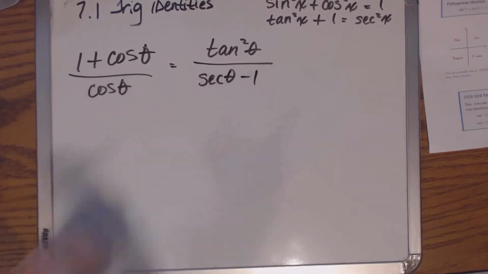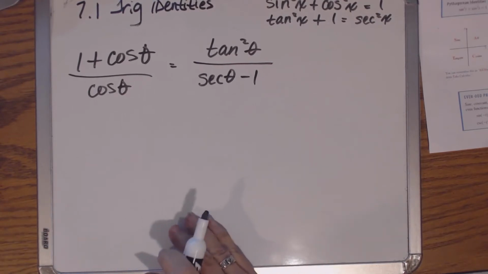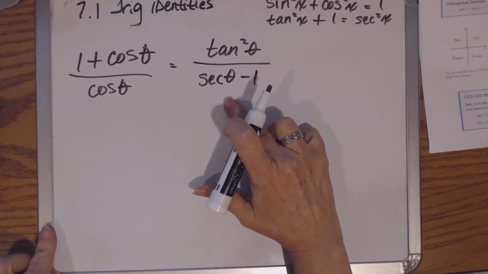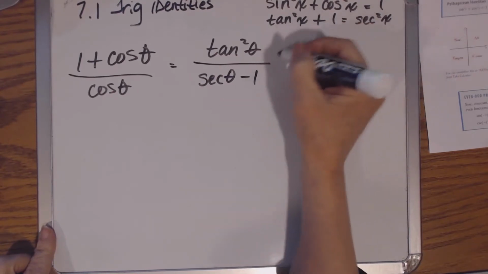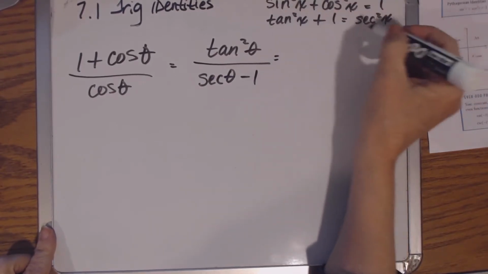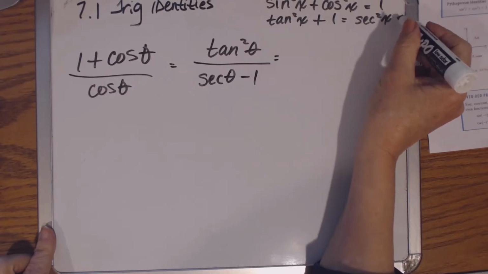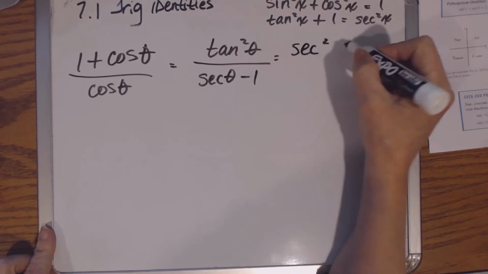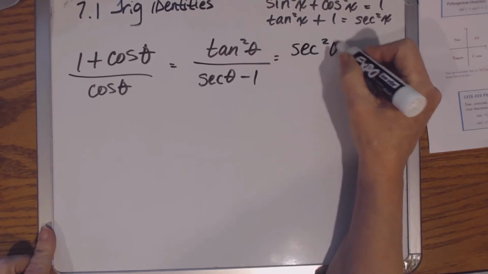And again, I have a choice as to which one I'm going to work with. I may end up working with both of them. Again, I mean, it seems to make sense, but one thing I do notice that might be kind of cool is tan squared theta is secant squared of theta minus 1. So I could actually, that might get me somewhere here.